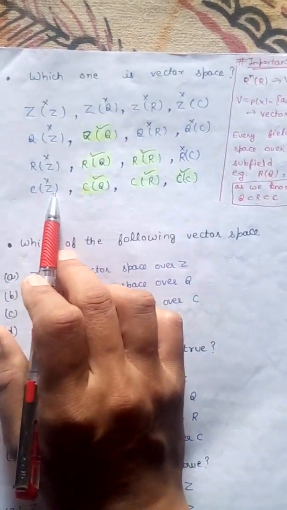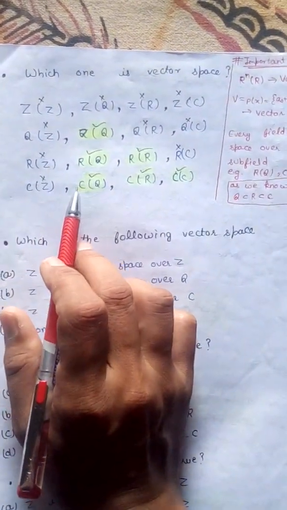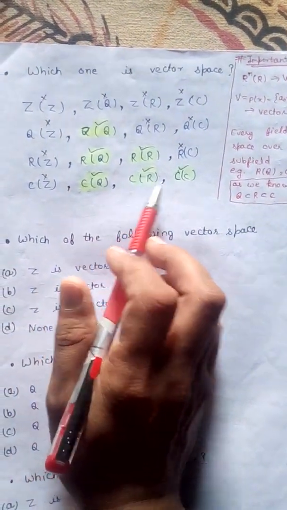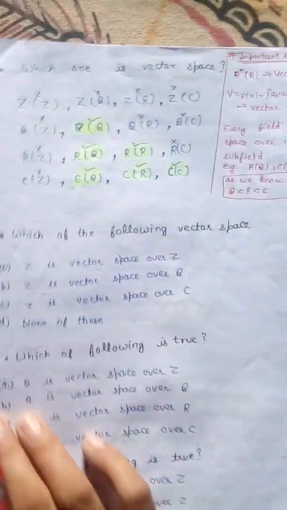C over Z is not a vector space. Similarly, C over Q is a vector space, C over R is a vector space and C over C is a vector space.